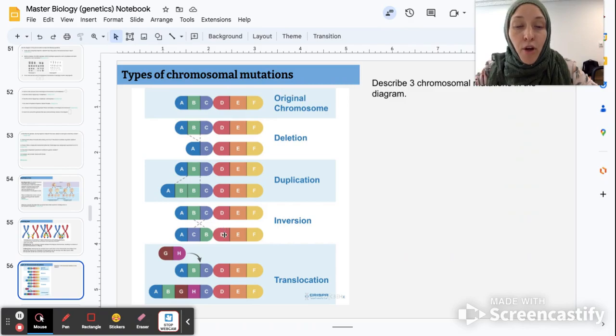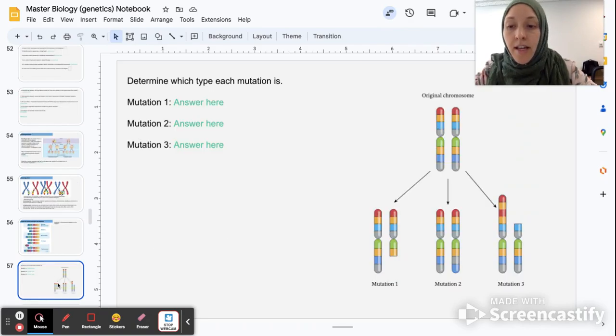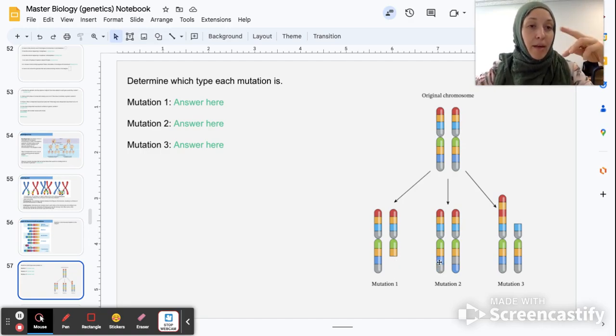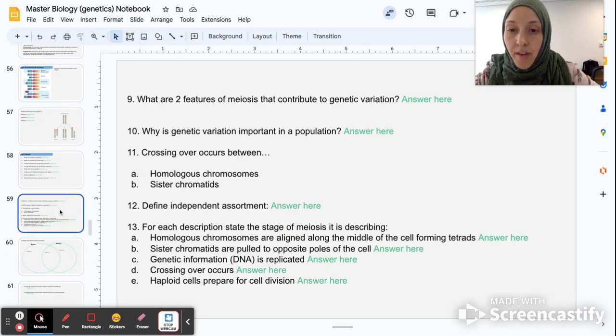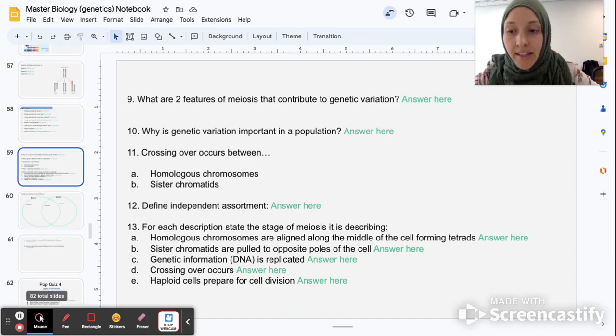So these are some of the chromosomal mutations. We said that this one is deletion because part is missing. This is inversion because we have it flipped, okay? And here is mutation 3, translocation. Part of it broke off and attached to a different chromosome. I believe that is all of it.